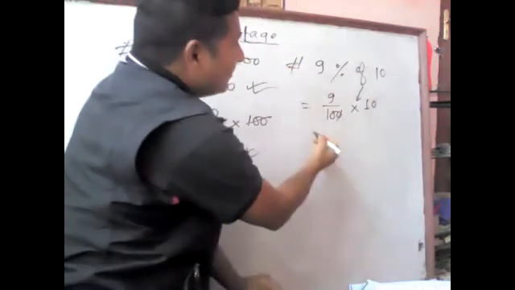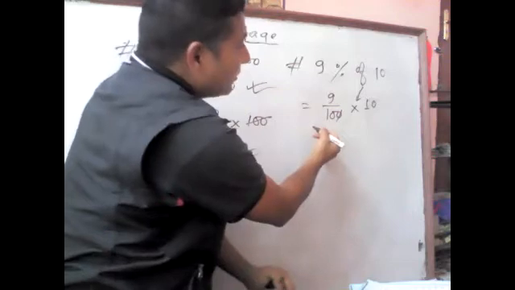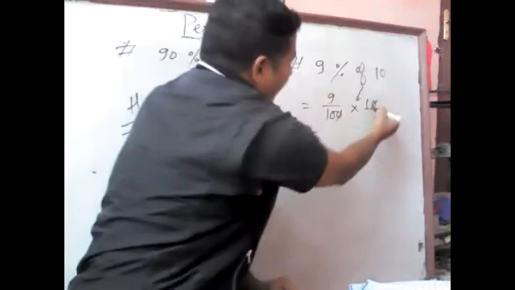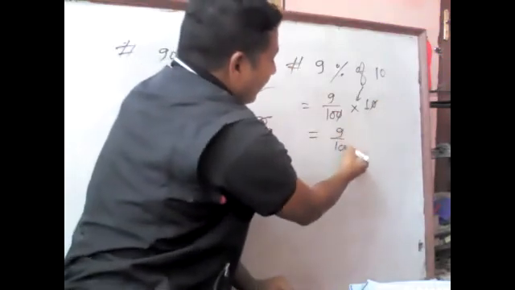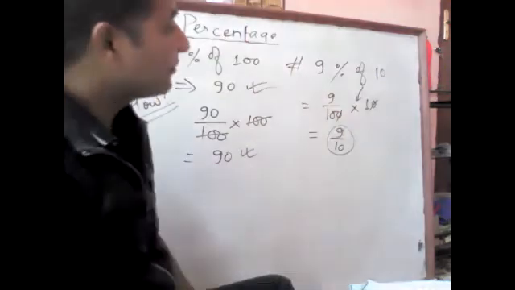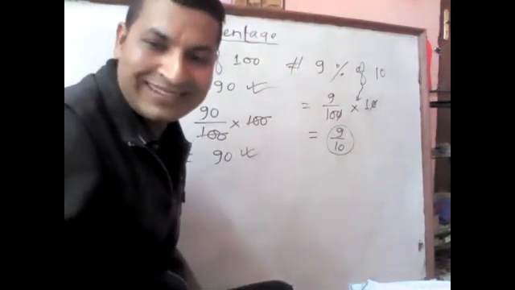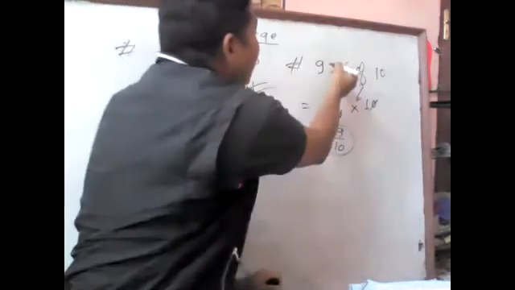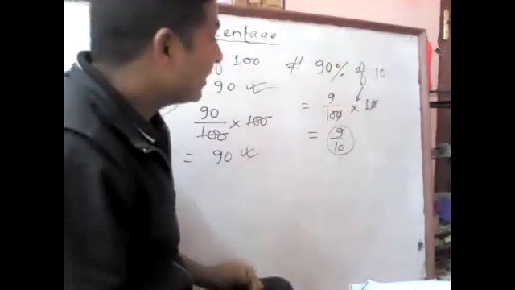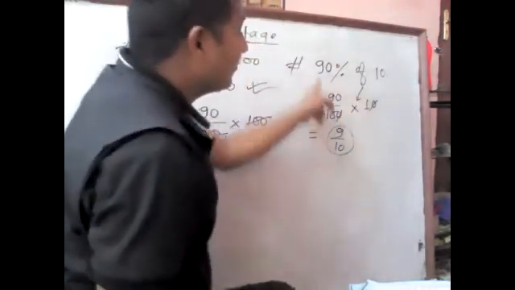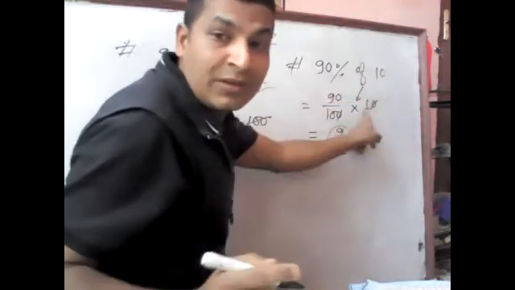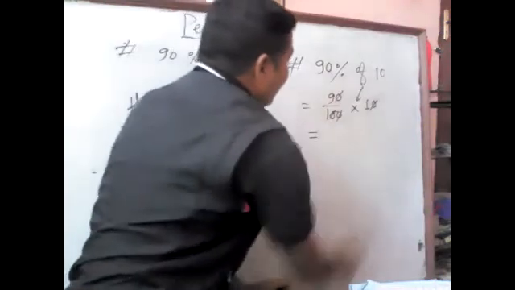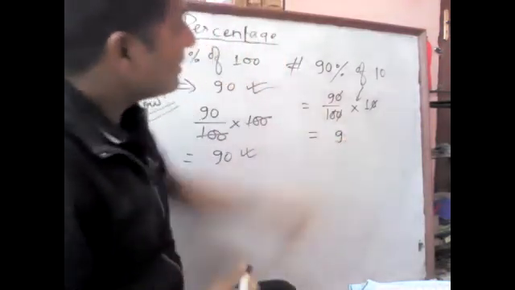9% of 10 is equal to 9 out of 10, and we can convert it into a decimal also. Or if we find out 90 percent of 10, then what happens? 90 out of 100, of means multiply 10. The 0 is cut, so it is equal to 9 only. So what is 90% of 10? That is 9.